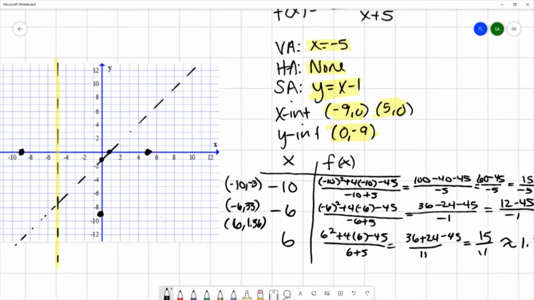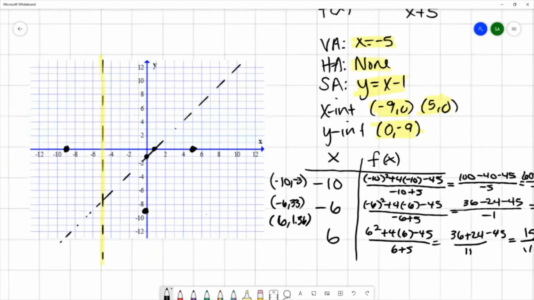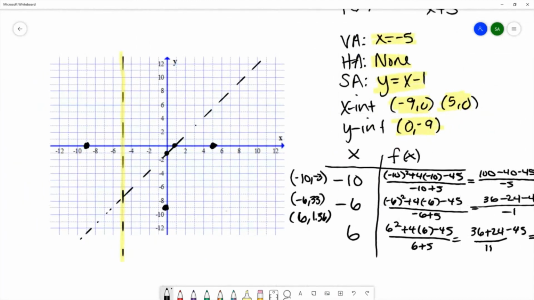I'm going to plot those additional points on my graph. -10, -3 would be about here. -6, 33 is way off my screen up here. And 6, 1.36 would be about right here.